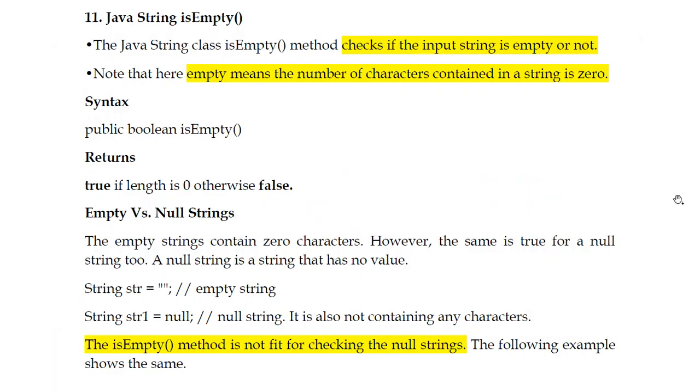So the isEmpty method will check if the input string is empty or not. It returns either true or false. It returns true if the string length is 0, otherwise false. Compulsorily the string length should be 0, otherwise false. Got it?